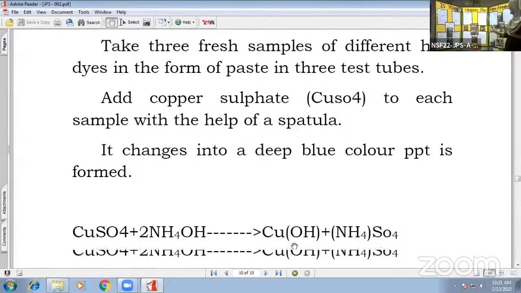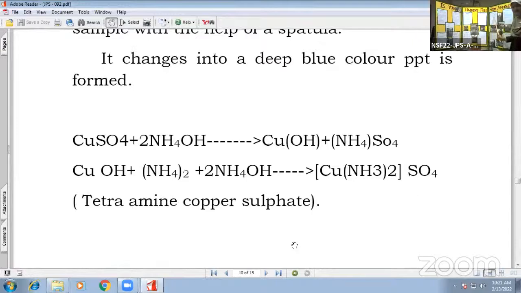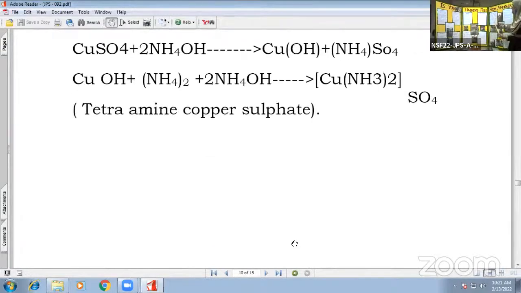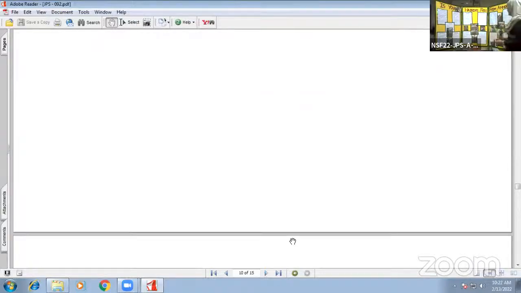So the data which I analyzed: in Godrej hair color, there was a dark precipitate formed. In Indica hair color, there was a light precipitate formed. And in Garnier hair color, there was again a dark precipitate formed.